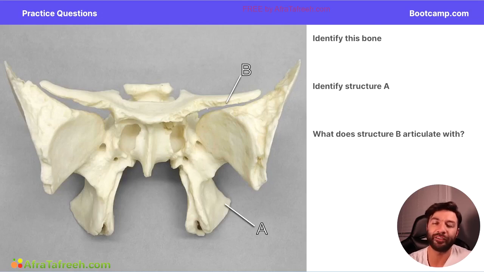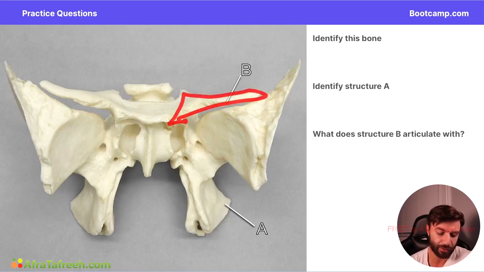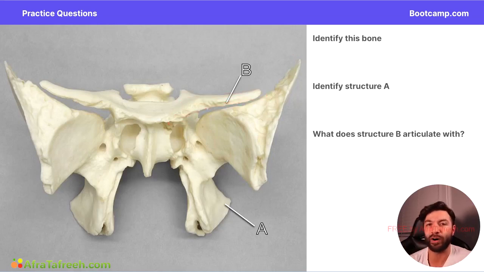All right, so that was a lot. We covered a lot of bony structures. Now let's take a look at some practice questions. So the first question is asking you to identify this bone. What bone is this? The second question is asking you to identify structure A. Let's say specifically this structure. And then question 3 is asking, what does structure B articulate with? So that is this structure right here. So of course, pause and answer these and then come back once you've answered them.